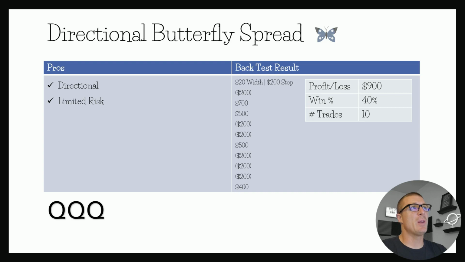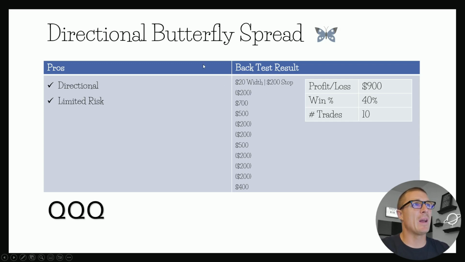Looking at the next spread, we had the directional butterfly spread. Again, some of the pros for this was it's directional and of course limited risk. You can see a little bit better on the win percentage, profit and loss even better, and then still the same number of trades. Was able to get a couple of big winners along the way, and those of course helped me earn a better profit and loss. Same $20 width, $200 stop, and we'll look at the construction of these more in depth.